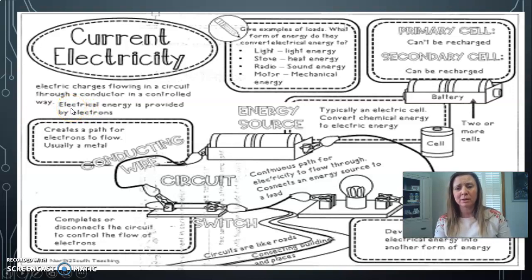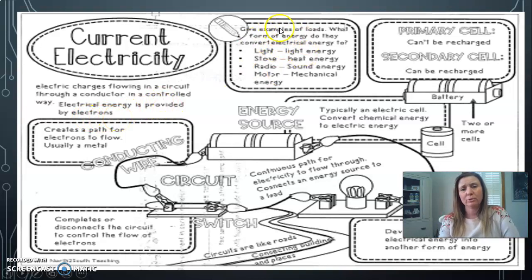Once again, probably the biggest concept that we're going to be talking about is electrical energy is provided by electrons. It's those electrons moving through the system fast and slow that allow any of this energy to move through a whole system. So let me repeat that again. It's really important. Get it down, underline it. Electrical energy is provided by electrons.